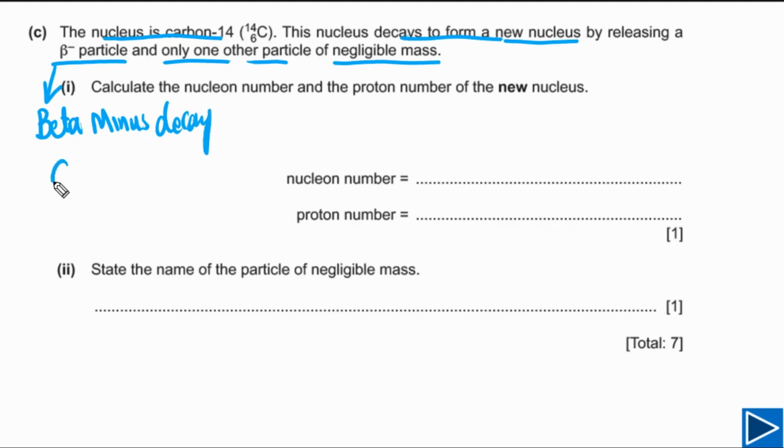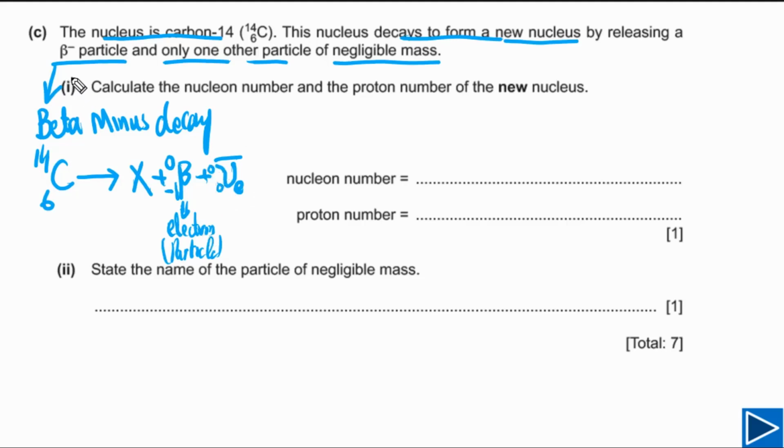Now for beta minus decay, we need to write down the nuclear reaction. In this case, we have carbon-14. This decays to another nucleus, let's say the new nucleus is X, by emitting a beta negative particle. This is an electron, and the electron is a particle, so the other particle has to be an antineutrino. Electron antineutrino. Its atomic number and mass number are equal to 0.